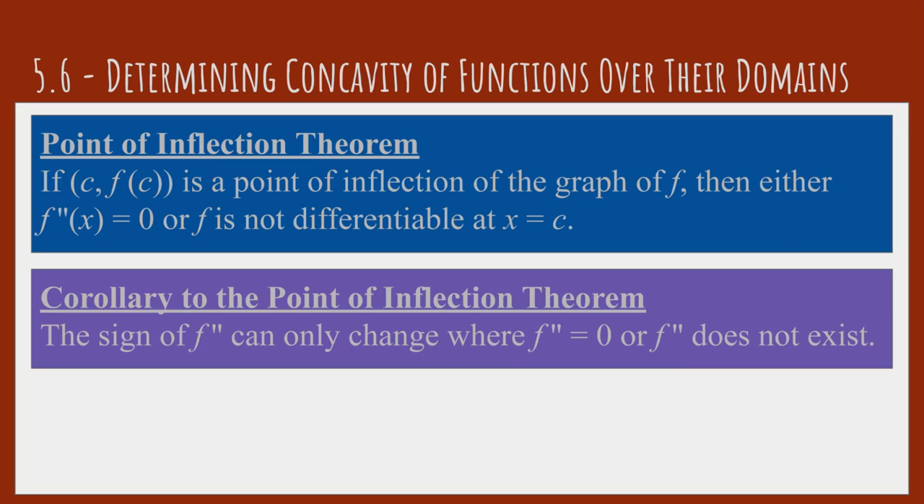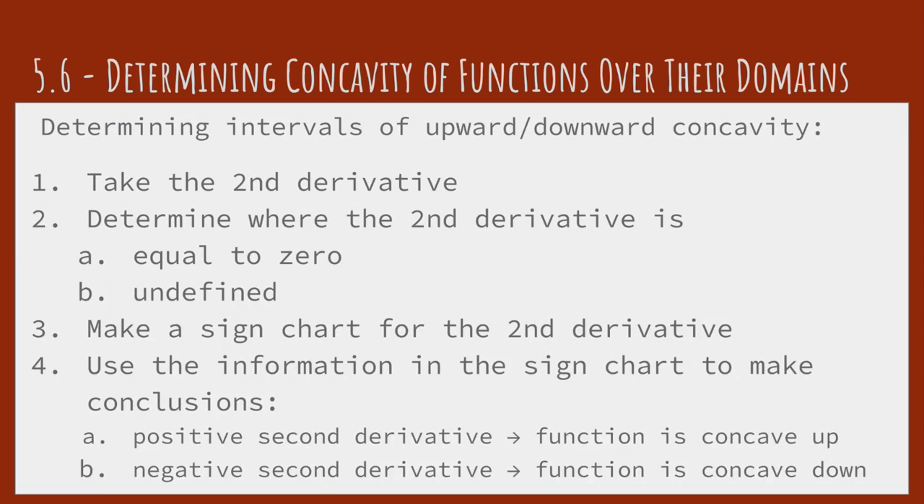Just an add-on to that, the sign of the second derivative can only change where the second derivative is equal to 0 or where the second derivative does not exist. So these points right here, again, are what I'm going to call potential inflection points, or you might see me use the abbreviation PIP for short. So if we're looking for inflection points, we're going to start with these potential inflection points where the second derivative is equal to 0 or doesn't exist, and then analyze from there.